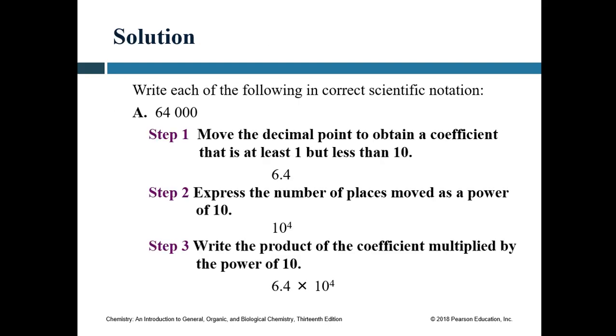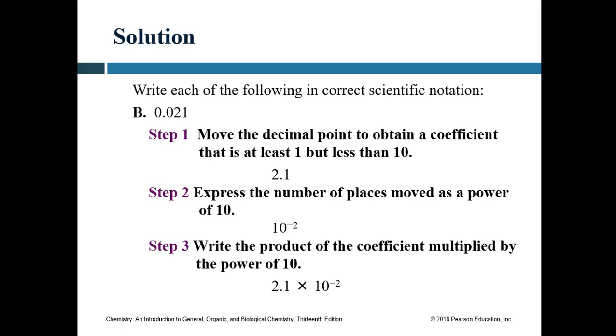Okay, so let's look at this. So now then, on the 64,000, we're going to move the decimal. So 1, 2, 3, 4. We're going to need to move the decimal 4 places to have one number to the left of the decimal. Now then, since we moved it 4 places, that's going to be our power of 10. So 6.4 times 10 to the 4th.